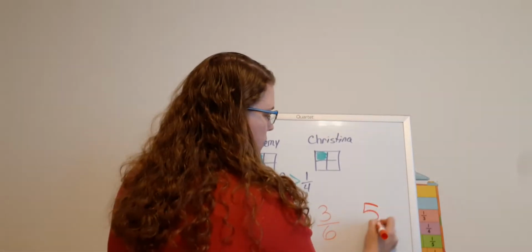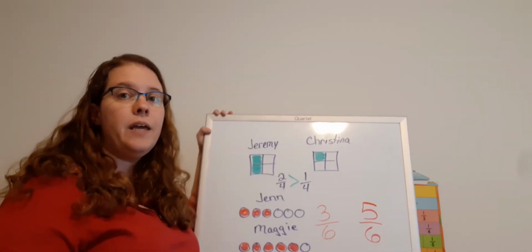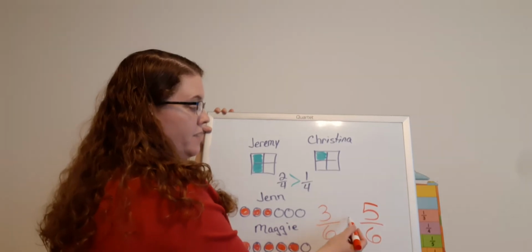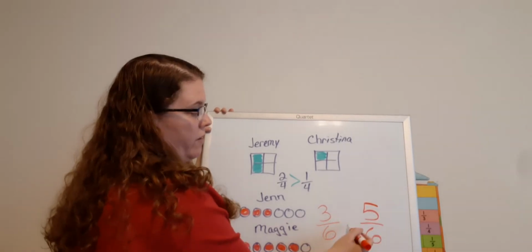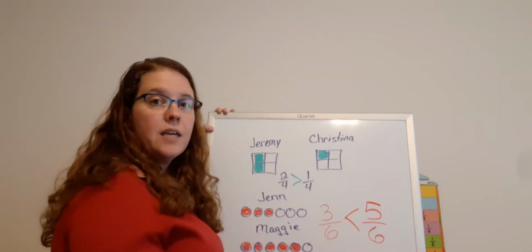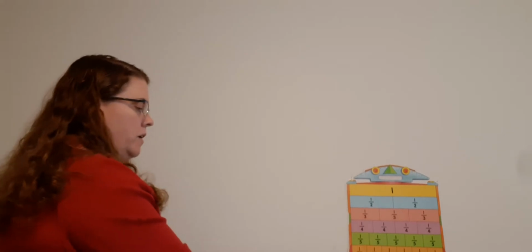Excellent. So 5/6. All right, so our denominators are the same, so compare your numerators. So 3 is less than 5 or 3 is greater than 5? 3 is less than 5, which means 3/6 is less than 5/6. Okay? All right, so that's that. Let's turn the page. Oh, we didn't answer the bottom one. Sorry. So who has a greater fraction of buttons? Maggie does, right? So Maggie does.